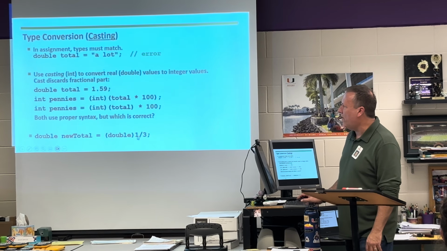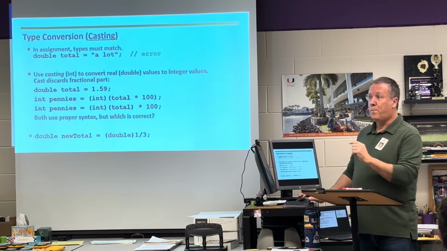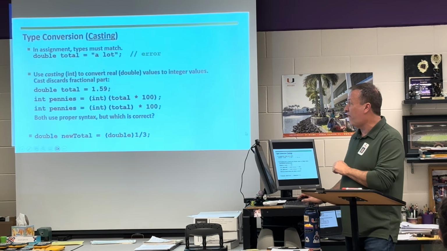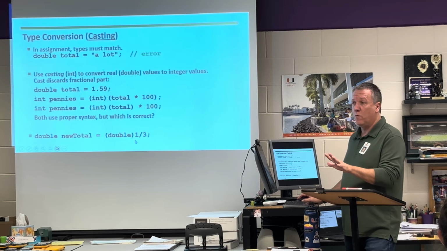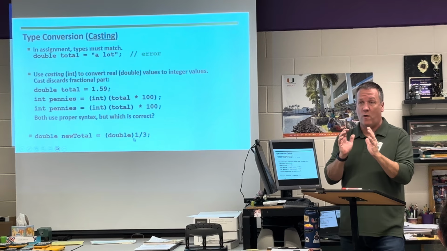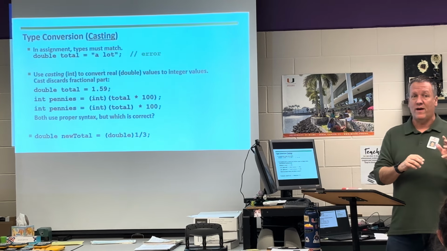Here, if I've got 1 divided by 3, 1 divided by 3 we know is 0, right? But guess what it's going to do before it does the division? It's going to make 1 a double, 1.0. Now it doesn't store it anywhere, but by putting the word double in front of that 1, it's going to treat it as a 1.0. What's 1.0 divided by 3?